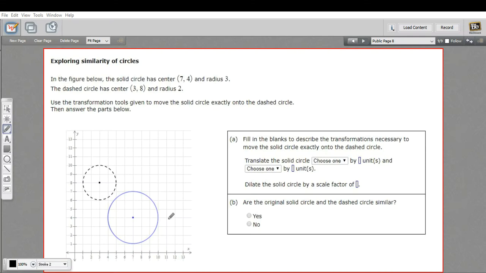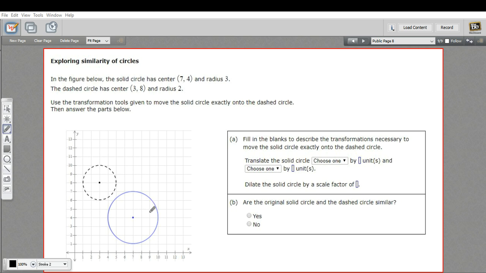In this problem, we are exploring the similarity of circles. And the main thing to know about that is that all circles are similar. You can always map one circle onto another circle with just a translation and a dilation. And the way you would do this is you would take the center and make sure it's lined up with the other center, and then shrink it or enlarge it through a dilation so that it matches on the outline. And that's exactly what we're doing here.